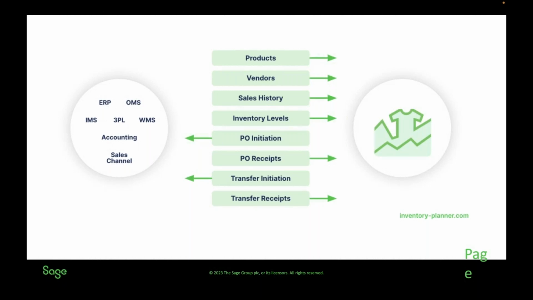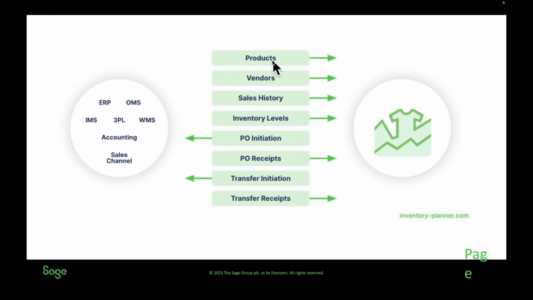So some of our customers, they come with an ERP. Some have an accounting solution like a Sage 50 or a Sage 100 or a Sage 300. Others say, nope, I want to grab this data from the sales channel, which might be their website, like a Shopify or a BigCommerce website. Again, it doesn't matter where we get this data, but here's the data that we need, or Inventory Planner needs, in order to perform its responsibilities.